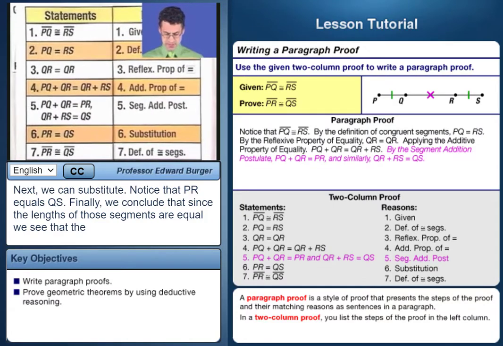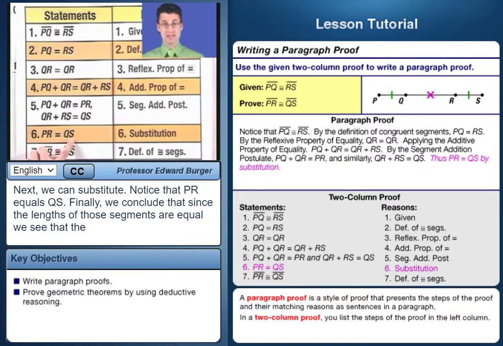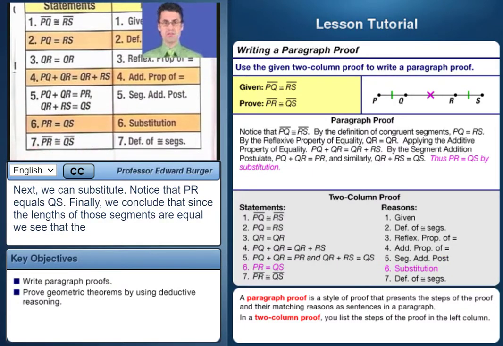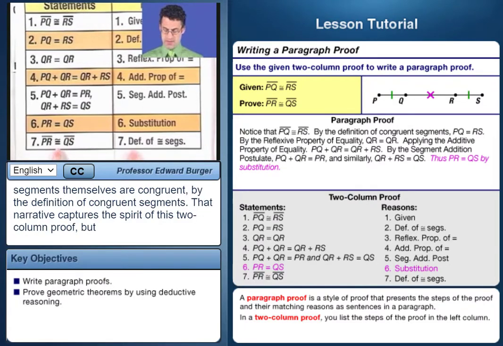Next, we can substitute and notice that PR equals QS. And finally, we conclude that since the lengths of those segments are equal, we see that the segments themselves are congruent by the definition of congruent segments, period.